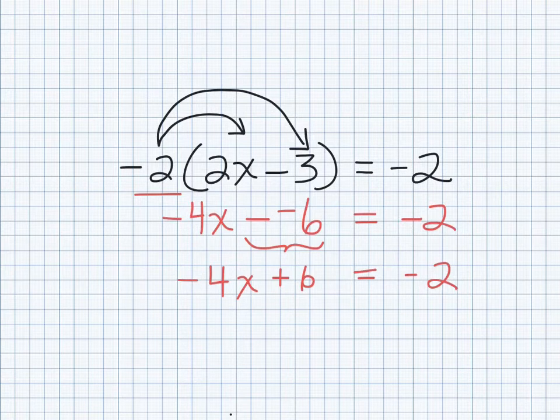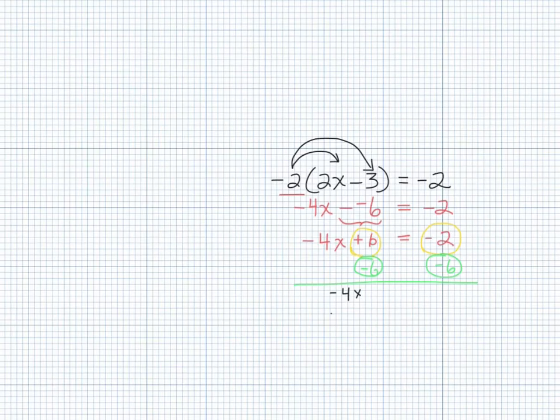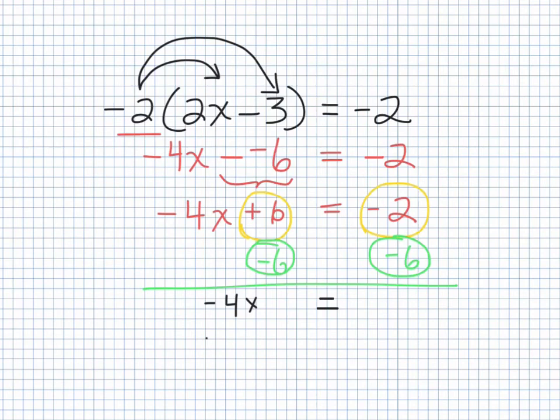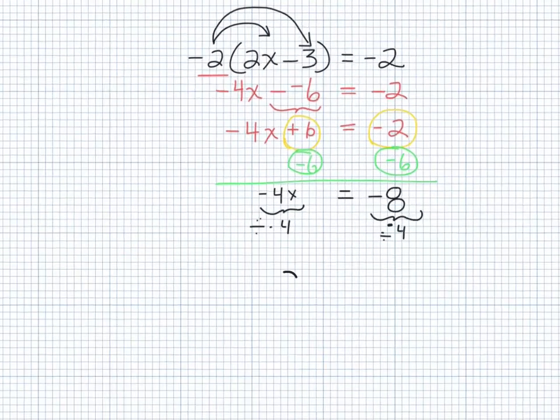Now from here, I can refer to these as coins. So if I need to get rid of coins on the left, I'm going to make my zero pair. So I get negative 4 pouches is equal to a value of negative 8. How many groups of negative 4 would give me negative 8? 2 groups. Same as dividing by negative 4 on each side. So x has a value of positive 2.